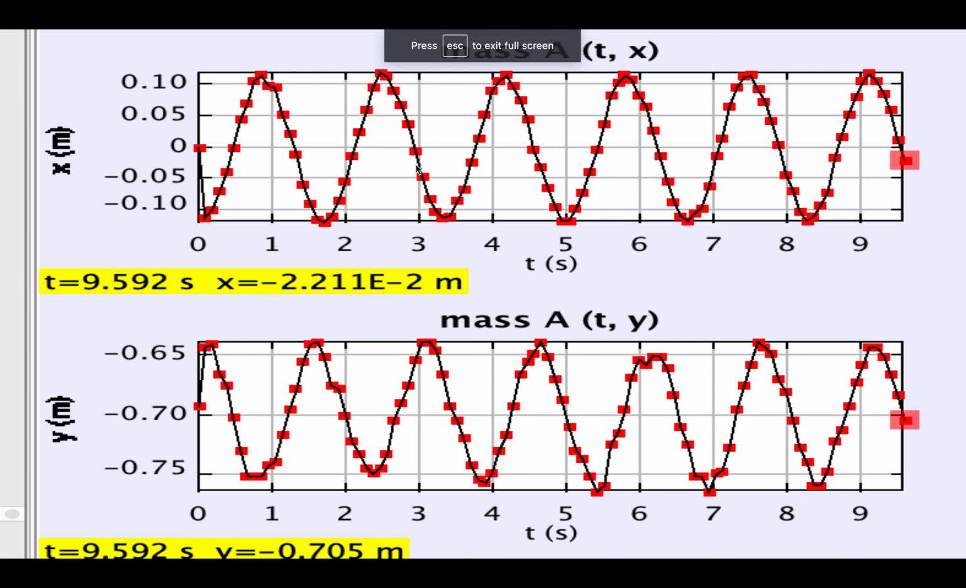So first we have our x versus time graph, which is just this oscillating graph right here. And we have our y versus time graph, which once again is this oscillating graph right here.